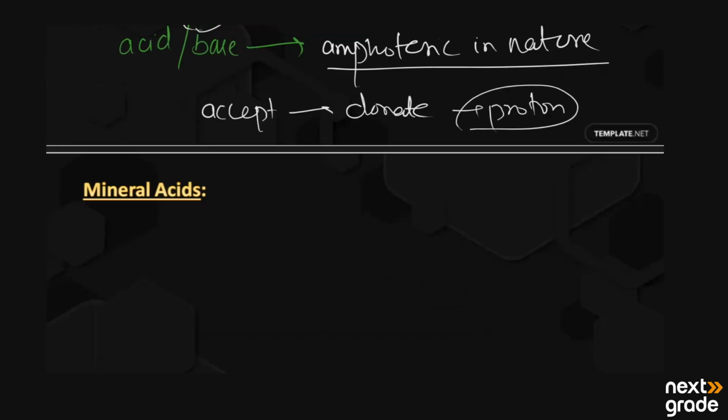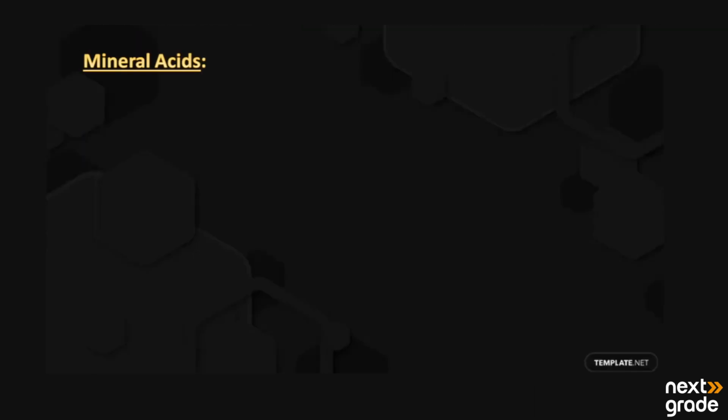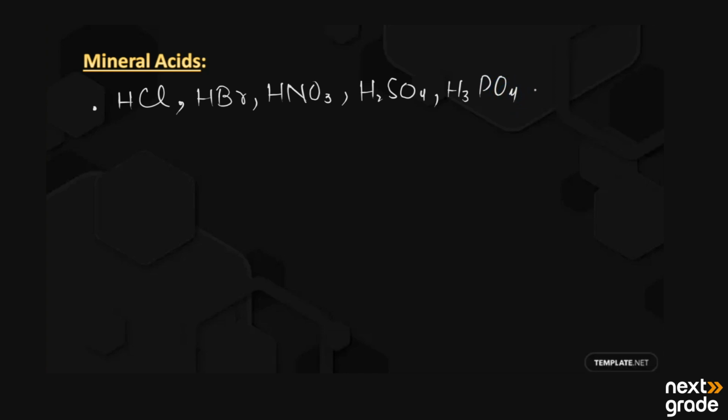Okay, next we have the two forms of acids. The first one is mineral acids. What type of acids are known as mineral acids? Some examples are acids like HCl, hydrochloric acid, hydrobromic acid, HBr, nitric acid, HNO3, sulfuric acid, H2SO4, and phosphoric acid, H3PO4. These acids are known as mineral acids.